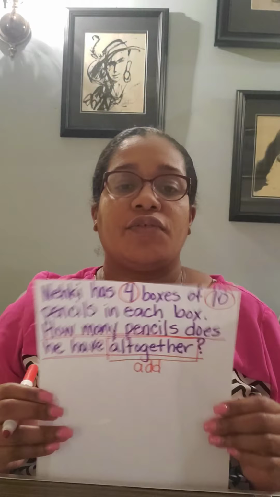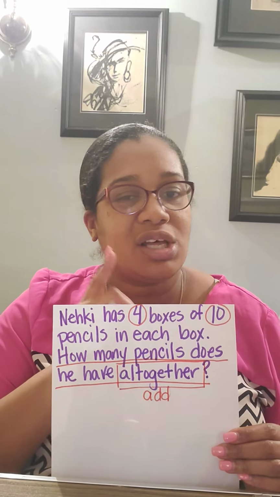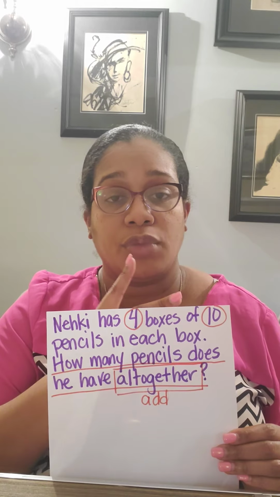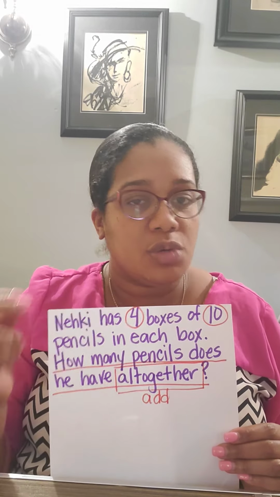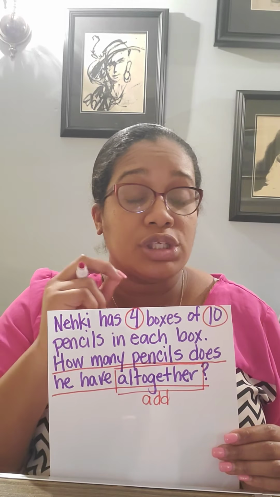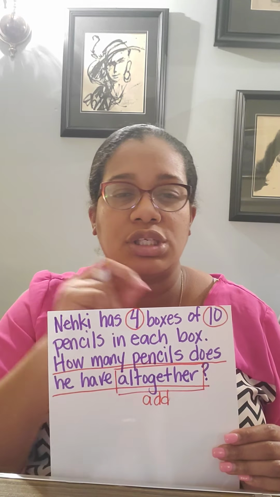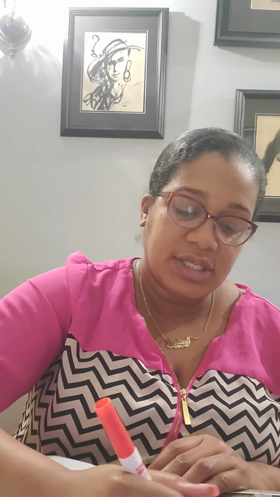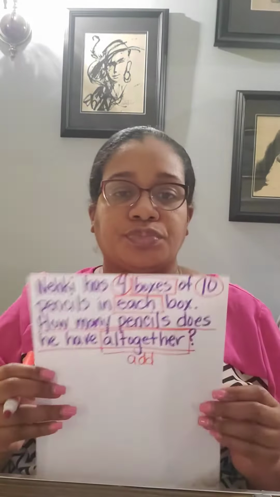Now, there's one that should be very, very familiar to you at this point, and that is all together. That means I'm going to need to add in order to solve this problem. But there is another keyword, in fact, there are 2. These 2 words are not normal keywords, but they give you clues of where to put these numbers and how to arrange things so that you can properly add them together. Those words are boxes and each.